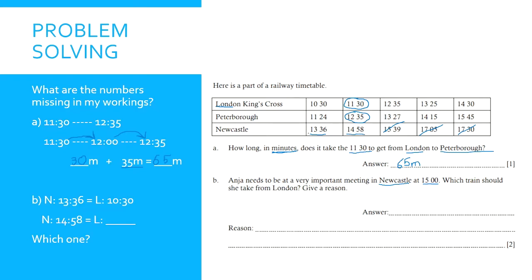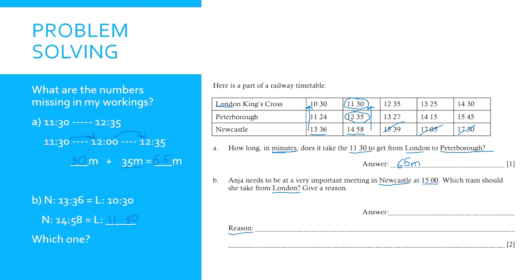Now, if I read back up the timetable to find out which train she's getting from London, I can see that the 13:36 leaves from London at 10:30, and I can see that the 14:58 leaves London at 11:30, which would be how I'd write my working in over here. So which one do we want to get? This is a bit of an interesting one because it asks you to give your reason. Either one would technically be accurate here.